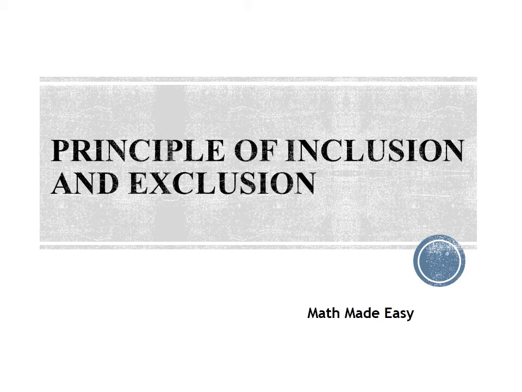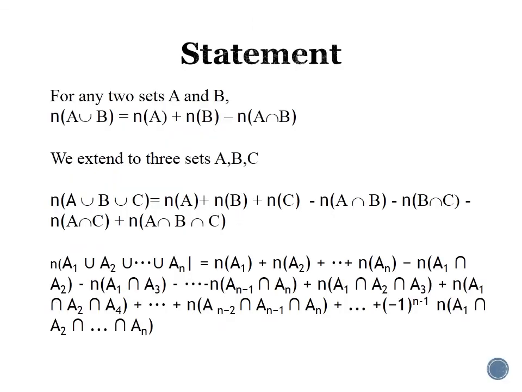In today's video we are going to see about the principle of inclusion and exclusion, which is one of the counting techniques that computes the cardinality of the union A union B of two finite sets. First we see what is the meaning of cardinality. Cardinality is nothing but the number of elements in a set.